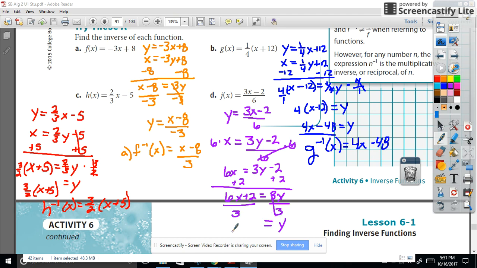You can divide 6 by 3. So 6 divided by 3 is going to be 2x. You can't divide that by 3, so you can leave it like that. It doesn't matter. You could have left the whole thing over 3.